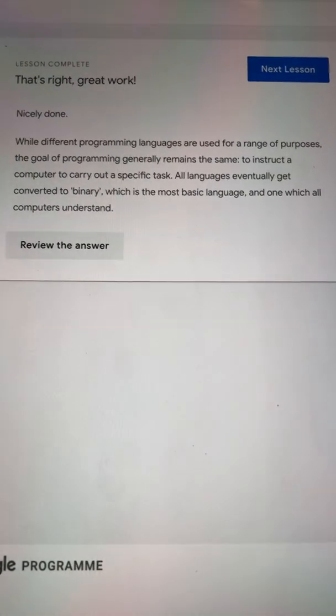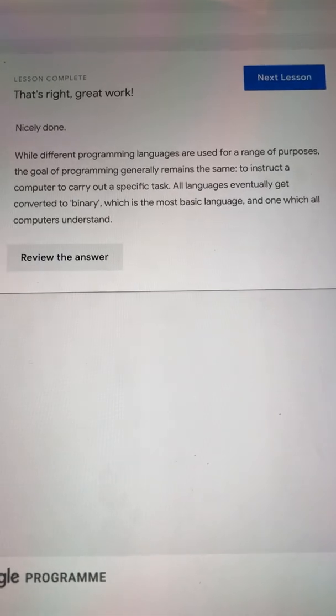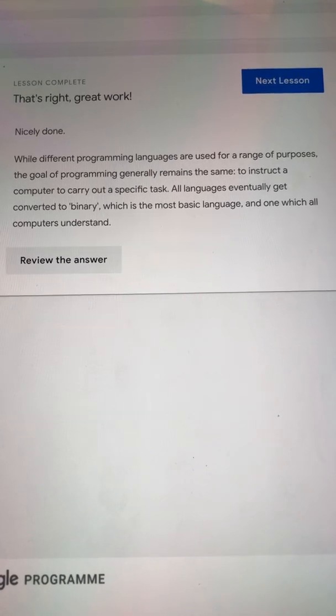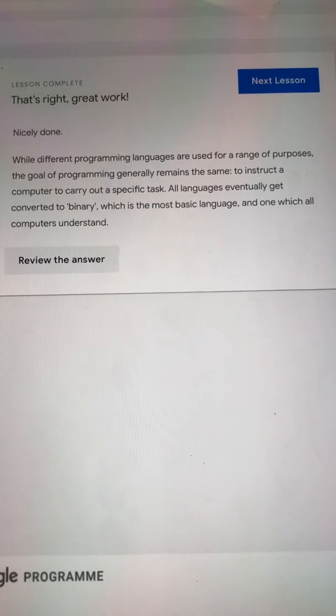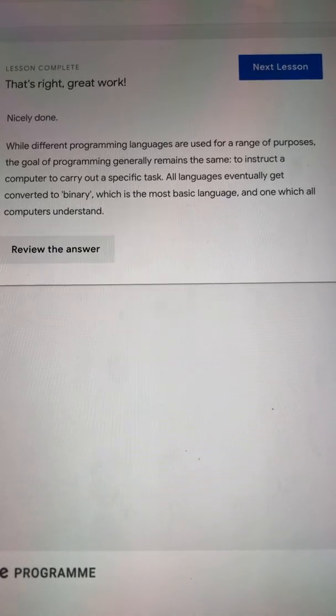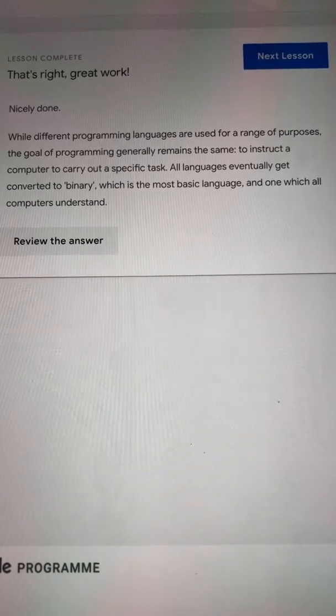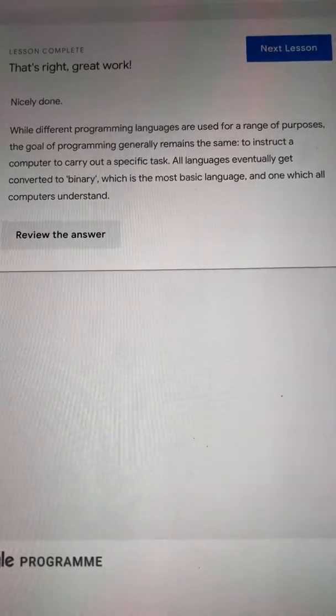Great work. Nicely done. While different programming languages are used for a range of purposes, the goal of programming generally remains the same: to instruct a computer to carry out a specific task. All languages eventually get converted to binary, which is the most basic language and one which all computers understand.